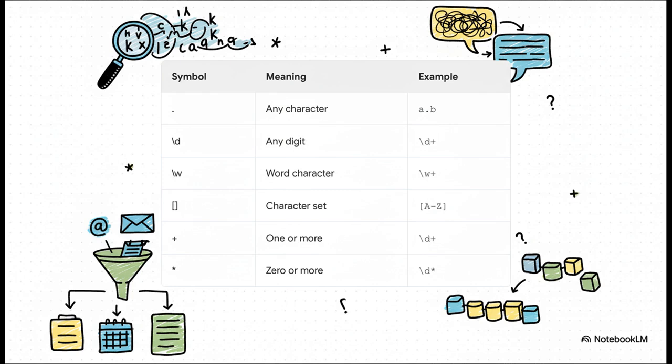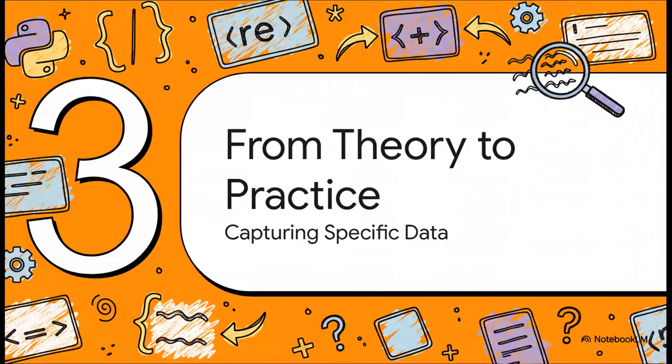Square brackets let you build your own custom character sets. And then you have quantifiers like the plus sign for 1 or more and the star for 0 or more. Honestly, this little toolkit right here will solve like 90% of your day-to-day problems. Okay, time to put it all together. We have our functions, and we have the basic syntax. Let's combine them to tackle a more realistic problem, pulling specific data out of a string.